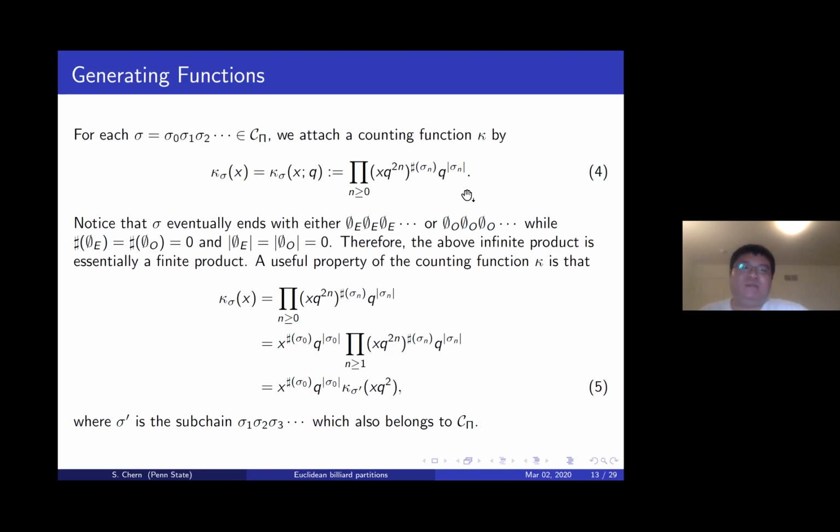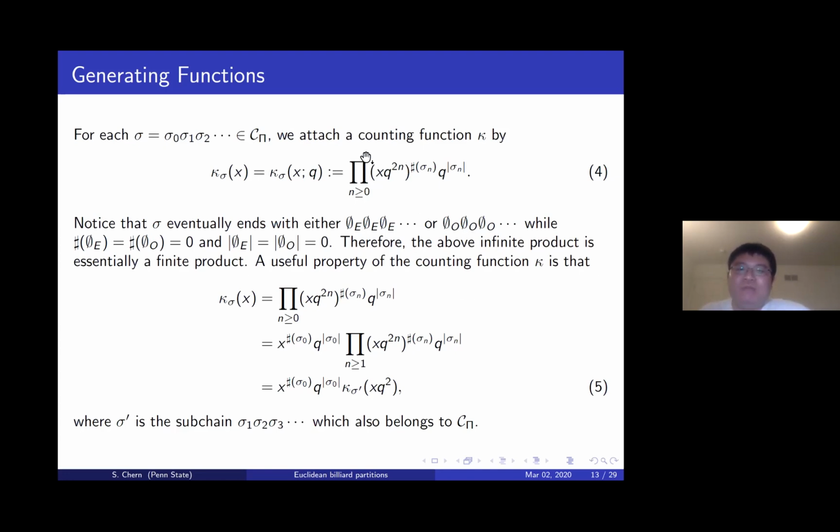infinite product. So here we can see that these infinite chains end with either a series of empty sub E or a series of empty sub O, and the length of the empty partitions is 0. The size of the empty partition is also 0. So this means that the sharp of this value is 0. The value of this value is also 0. So this means that this infinite product is actually a finite product. And also we have another property for this counting function kappa.